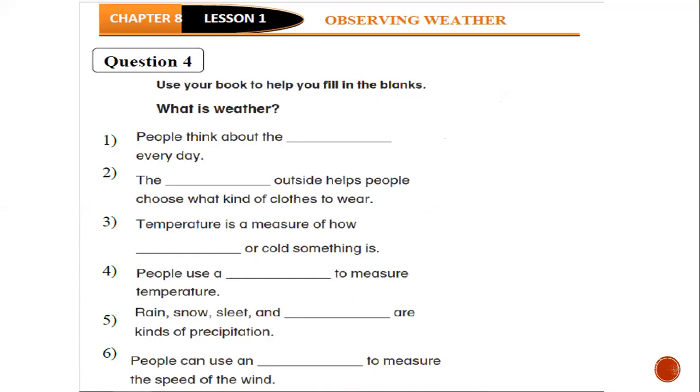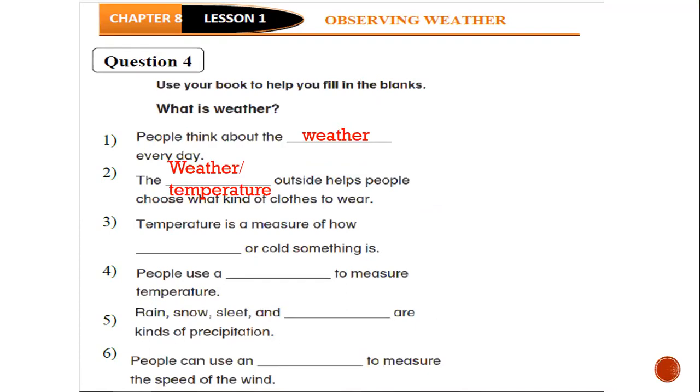Number one, it says, people think about the weather every day. Excellent. Two, the what outside helps people choose what kind of clothes to wear. It was either weather or temperature, because I saw some of you wrote temperature, so both of them are correct. Both the weather and the temperature are correct answers.